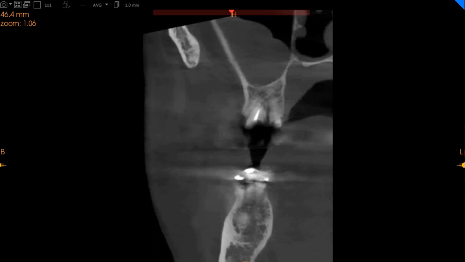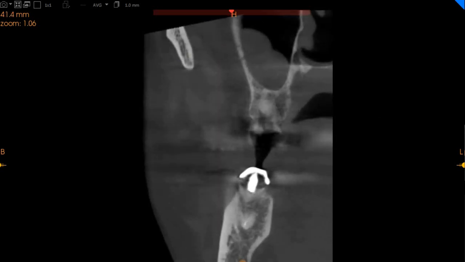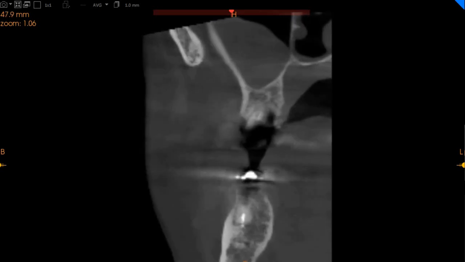This is the mesial root, D3 quality bone around it, and this is the distal root. So definitely an implant is possible here once it is grafted.